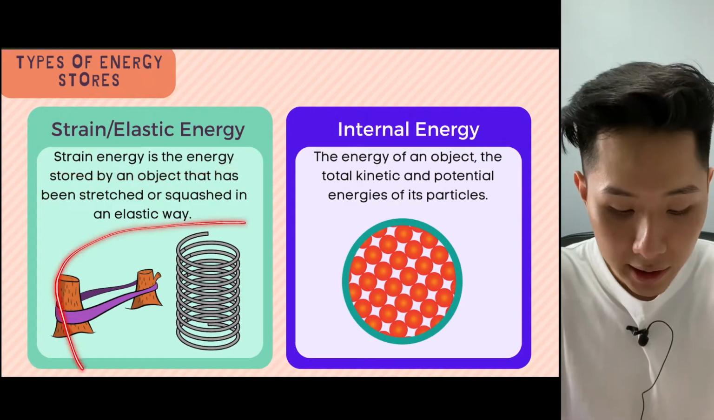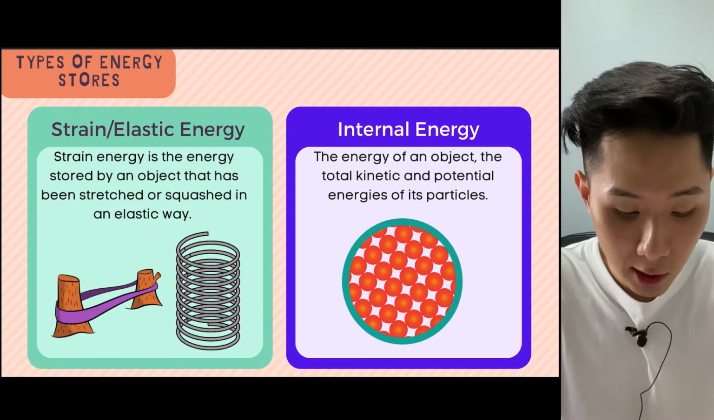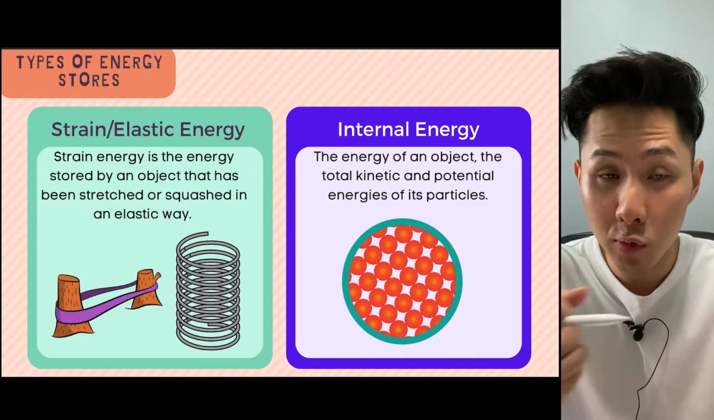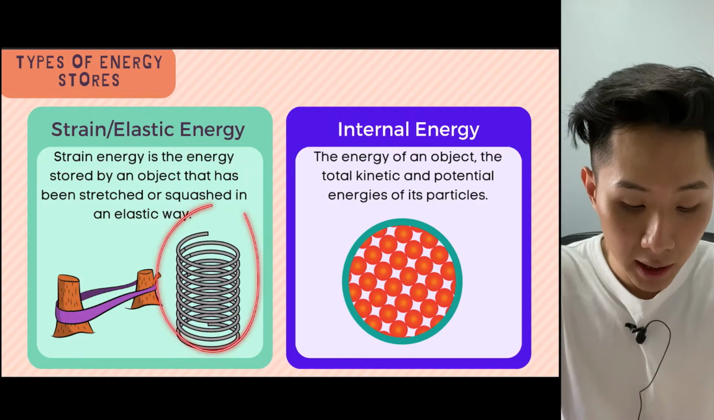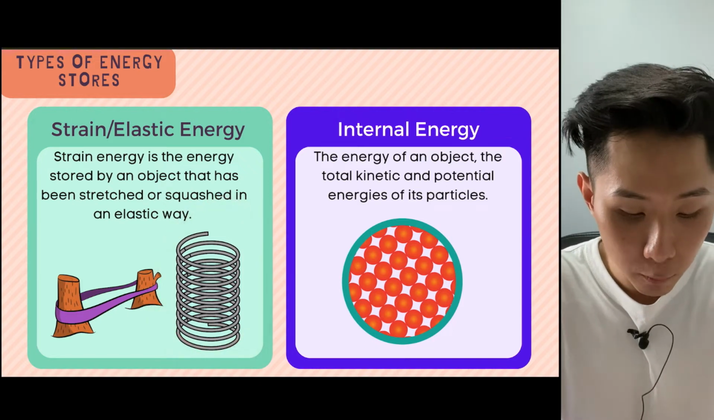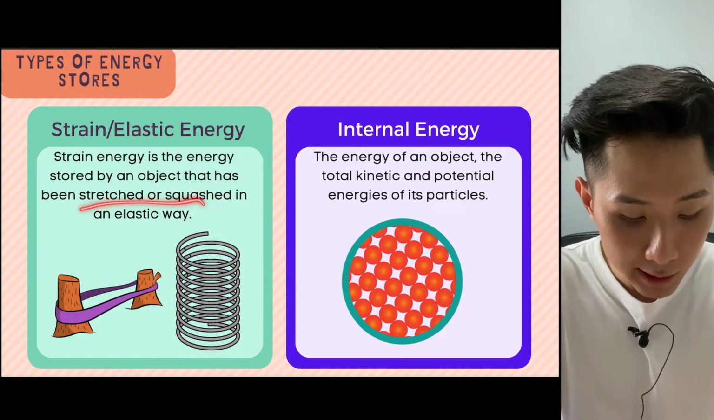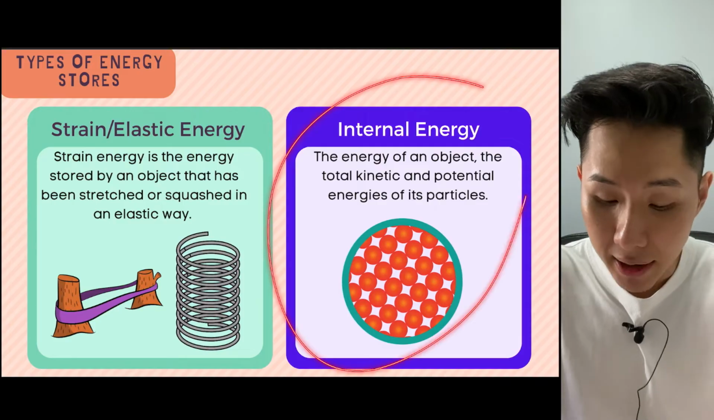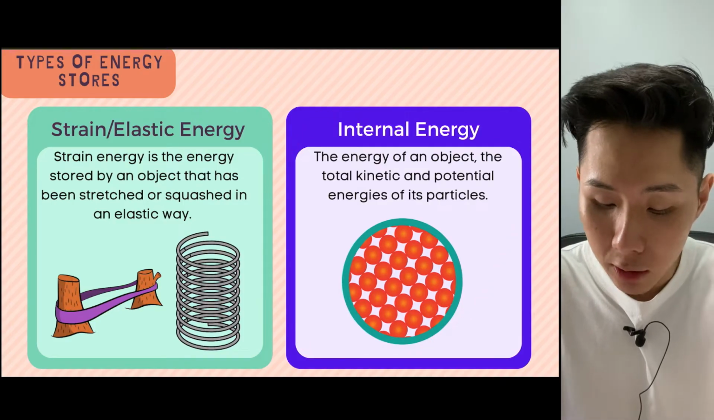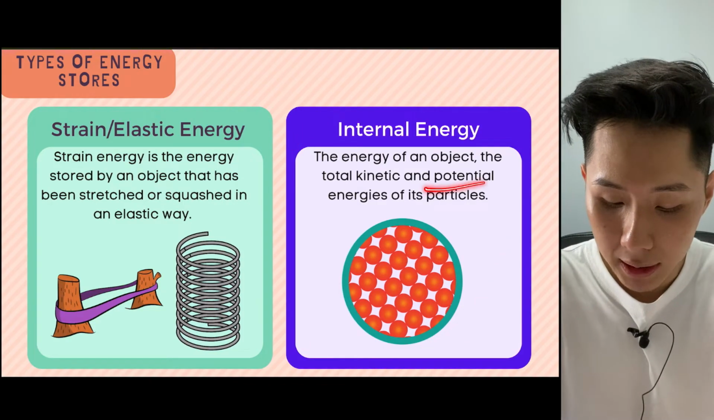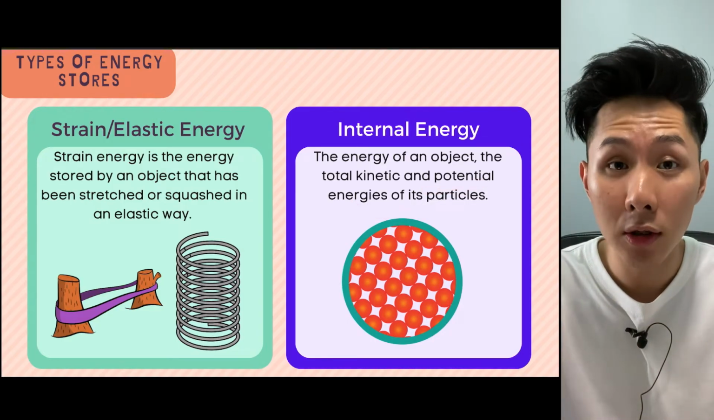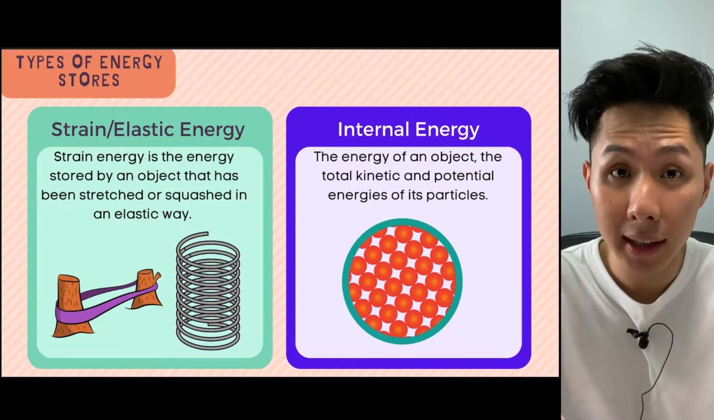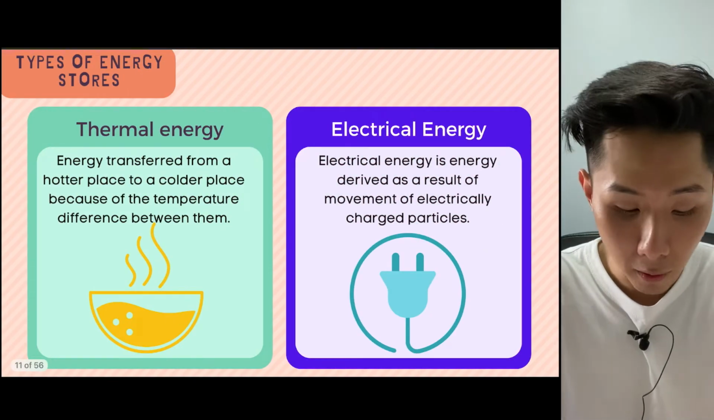Strain elastic energy. This is what we learned in the last chapter. We know that as an object is stretched, when you release it, it's going to exert some force. So it also has some energy inside it when it is being stretched or squashed. Whereas internal energy, the next one, is the energy of an object itself, the total kinetic and potential energies of the particles. In fact, the internal energy could be the energy inside air particles, and so on and so forth.